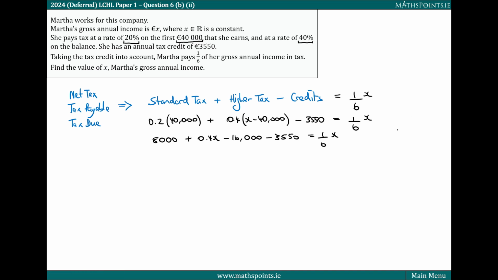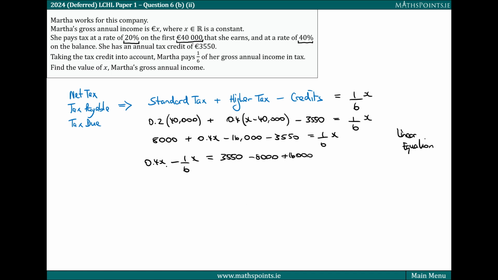So what we have here is a linear equation. We are going to bring the x terms to the left and the number terms to the right to solve for x. On the left hand side I have 0.4x. I'm going to subtract 1/6 x from both sides. And then on the right hand side I'm going to add 3,550 to both sides. I'm going to subtract 8,000 from both sides. I'm going to add 16,000 to both sides.